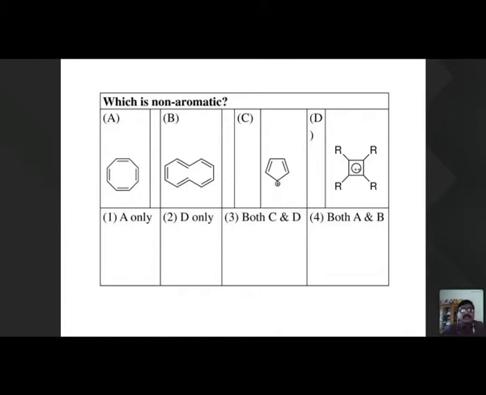So this is also non-aromatic, but this, if you consider, is anti-aromatic for the number of electrons, and this is aromatic. Therefore, you can see that option A and B, both are non-aromatic.